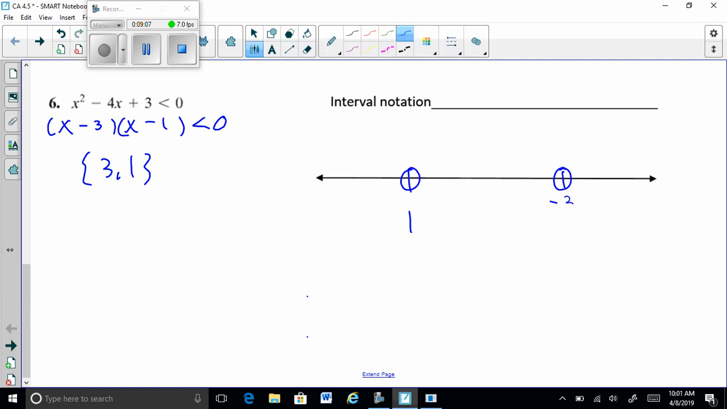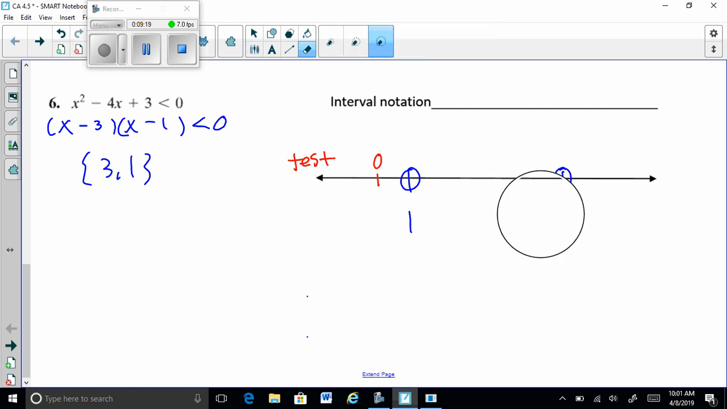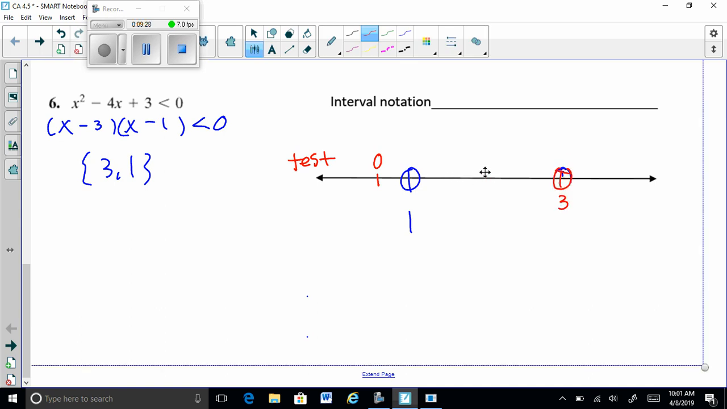Okay, so those are open circles, and now we've got to pick some points to test. Once again, 0 would be an easy one to test. Another easy one to test would probably be the number 2. Then we could try the number 4.